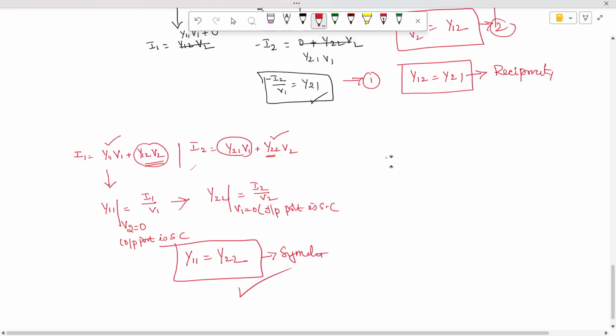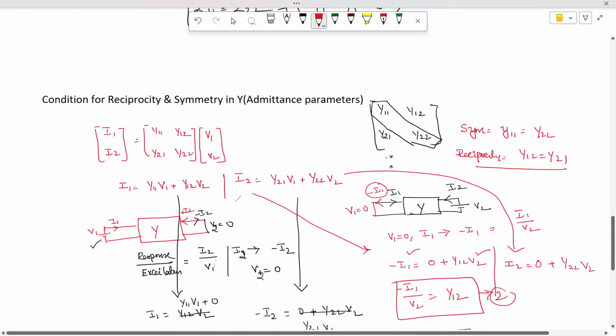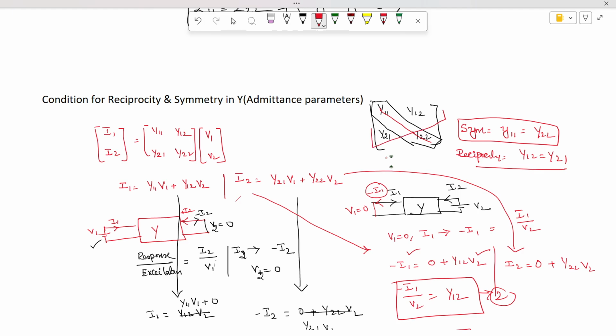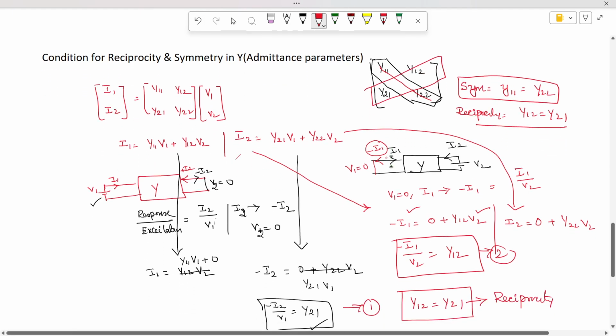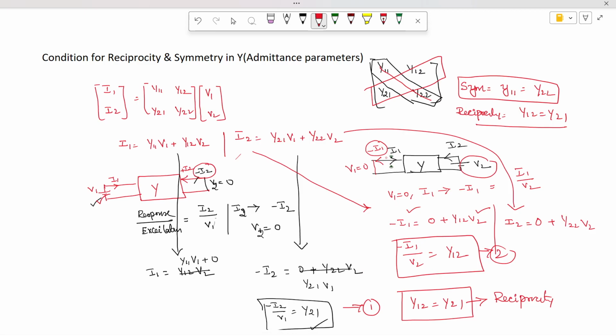Very simple to understand, no need to worry a lot. So the diagonal values being equal is the condition for symmetry, we already derived it. The condition for reciprocity is: if you apply the voltage at input port and find the current at output port, then apply the voltage at output port and find the current at input port, which means we can interchange the input and output ports and the admittance remains the same. That's the meaning of y12 is equal to y21, and this is symmetrical.